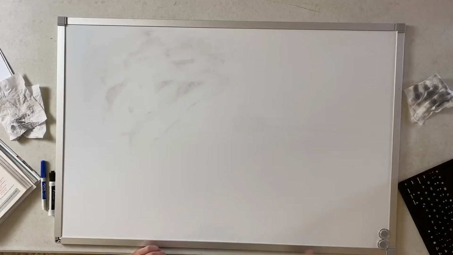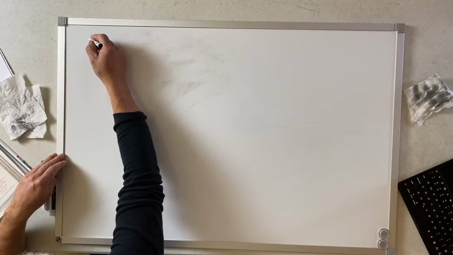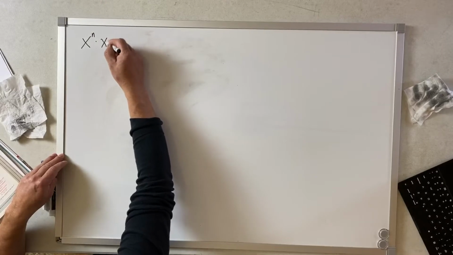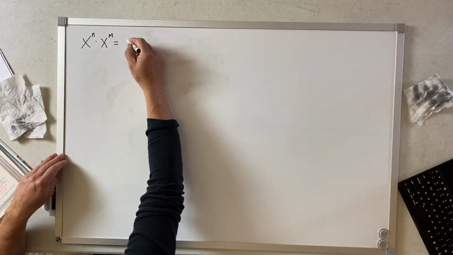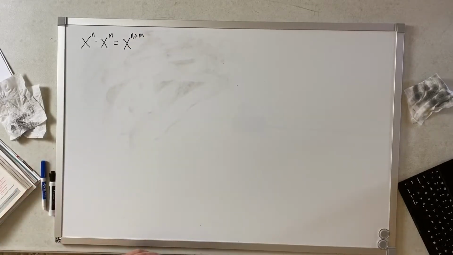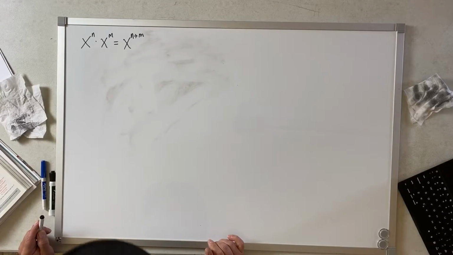And to begin with, let's start with some basic multiplication rules. Consider the following. We're going to use the product rule. By the product rule, when you multiply x to the n times x to the m, that is going to give you x to the n plus m. We're going to use that rule constantly to multiply polynomials.